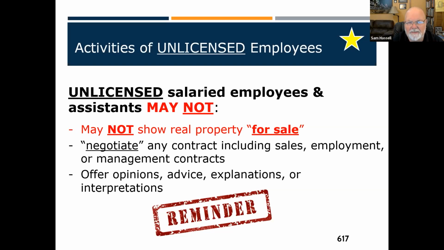Negotiate. An unlicensed salaried employee can't negotiate any contracts. They don't have a license. That's your job. They can't negotiate any contract, including sales, employment, or management contracts. Can't do any of those. All right. They can't offer opinions, advice, explanations, or interpretations. All they can do is point and say, hey, let's bring you to my boss. He's got a real estate license and let's let him talk about it. That's all I can do.